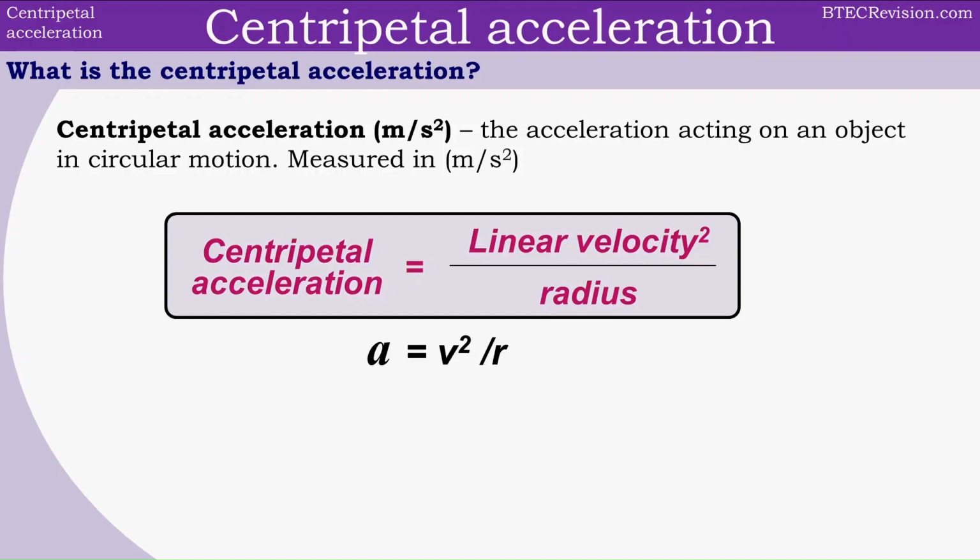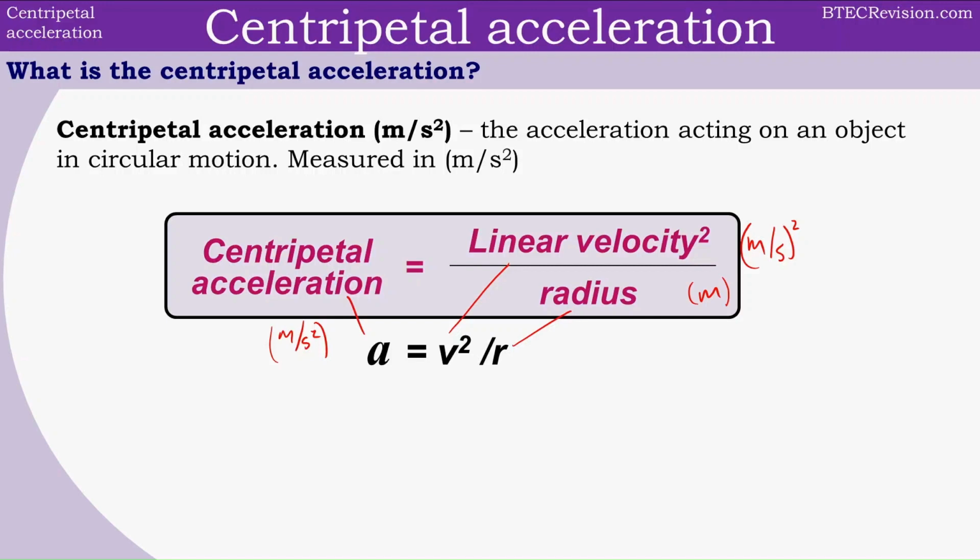The equation is centripetal acceleration equals linear velocity squared divided by the radius. The short form is a = v²/r, where a stands for centripetal acceleration, v stands for linear velocity, and r stands for radius. The units for centripetal acceleration, as we mentioned, are meters per second squared. Linear velocity is meters per second all squared, and radius is meters.